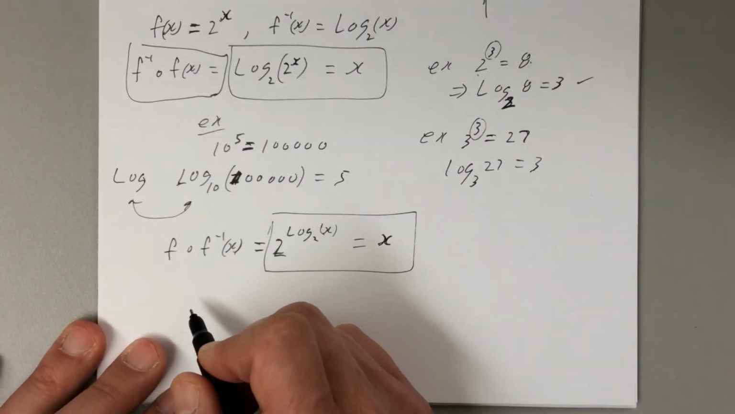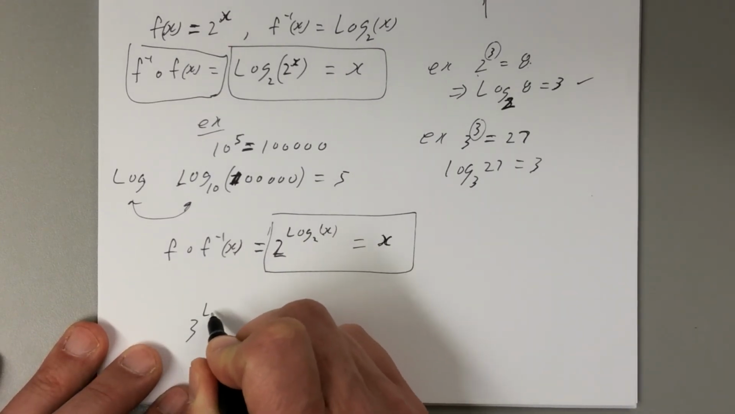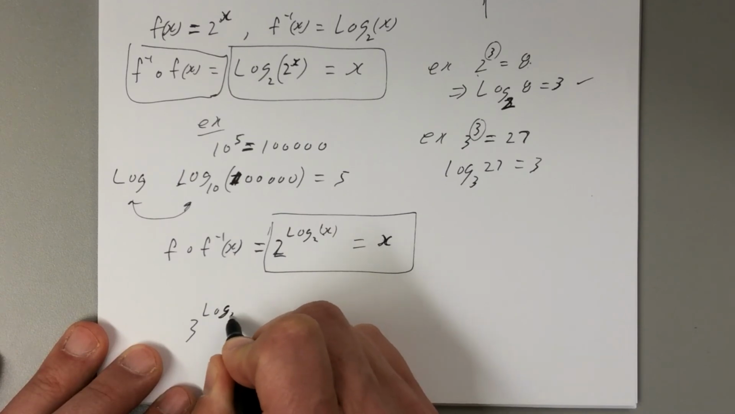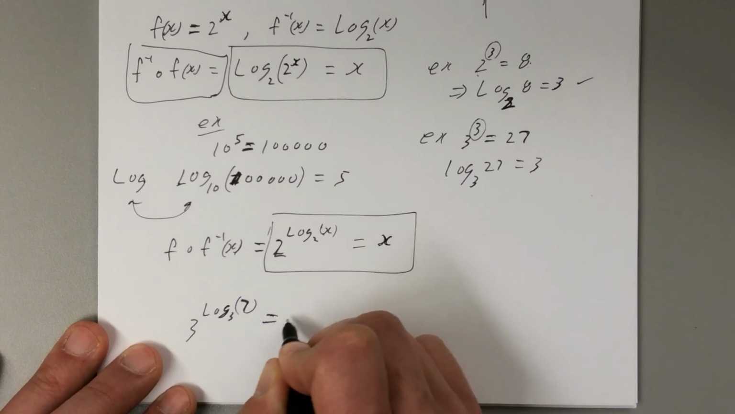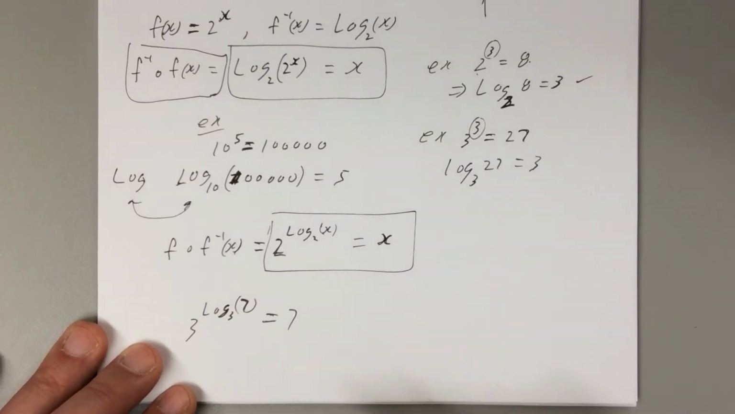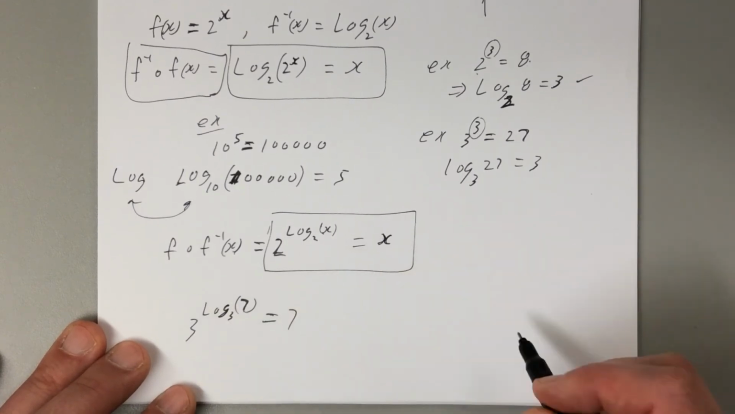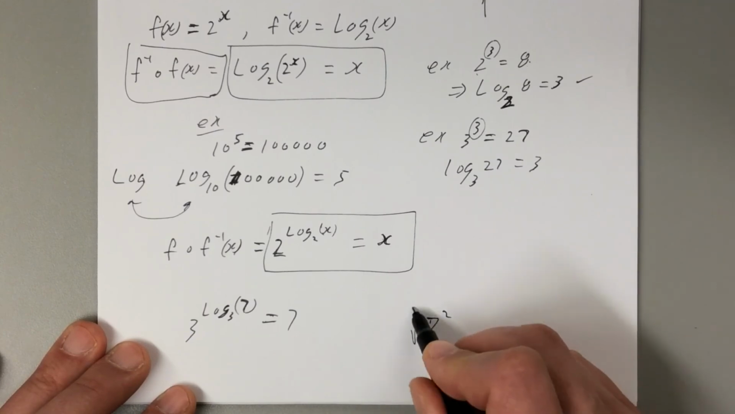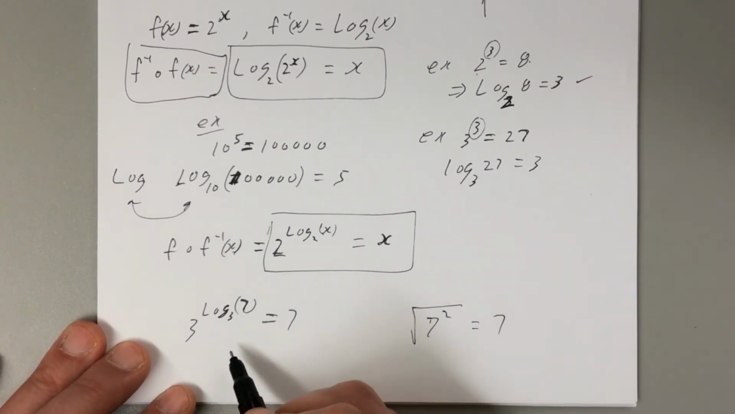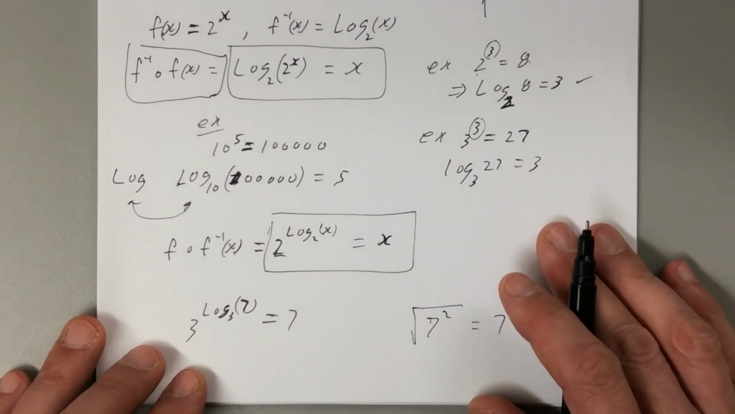An example of that would be 3 to the log base 3 of 7 just equals 7. These cancel each other out. It's like square rooting an x squared: if you did 7 squared and then square rooted, that equals 7. It's the same effect. Okay, so that's it for this video.